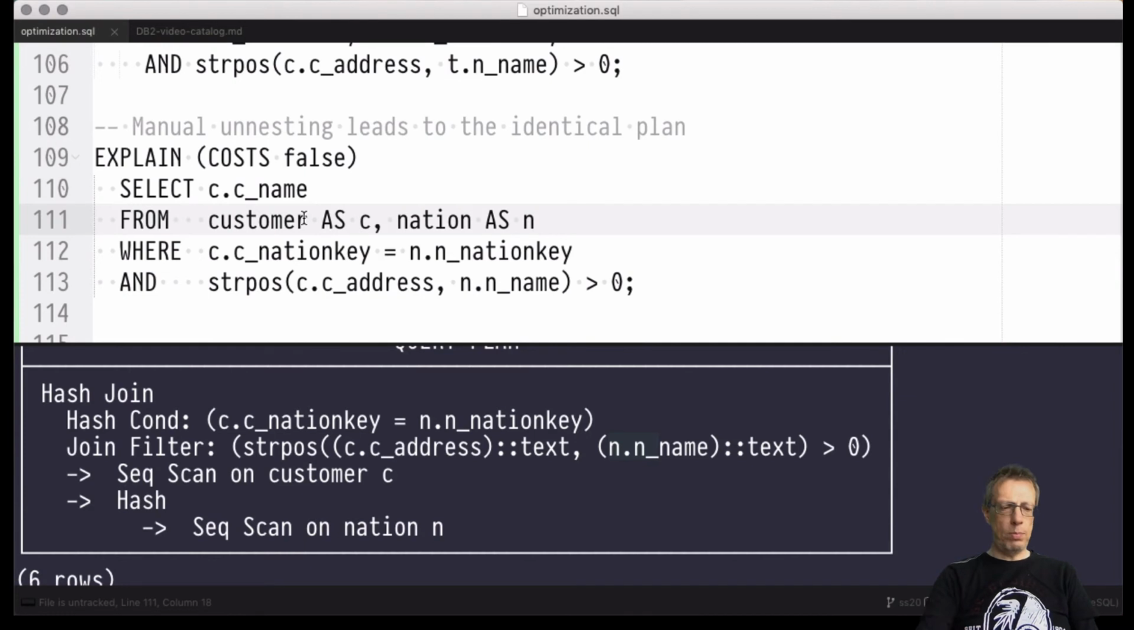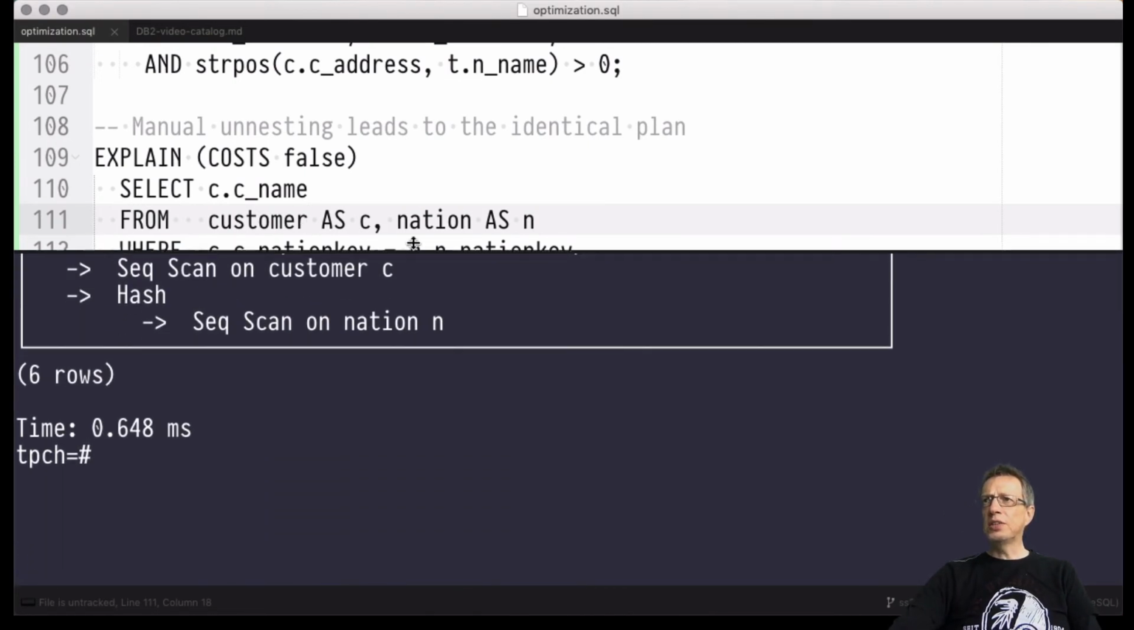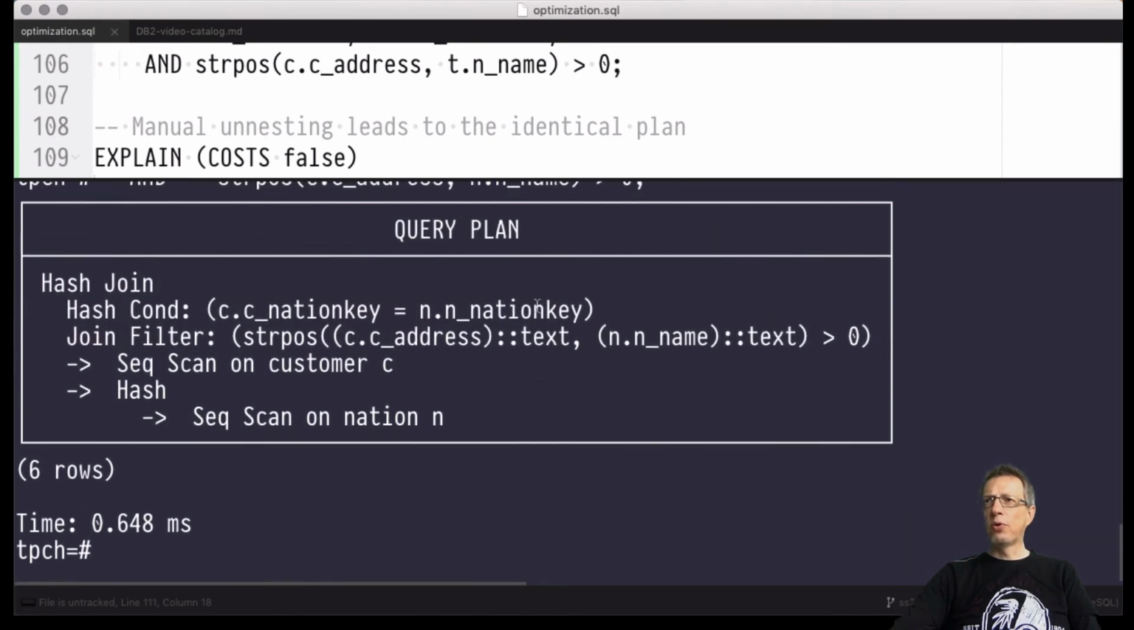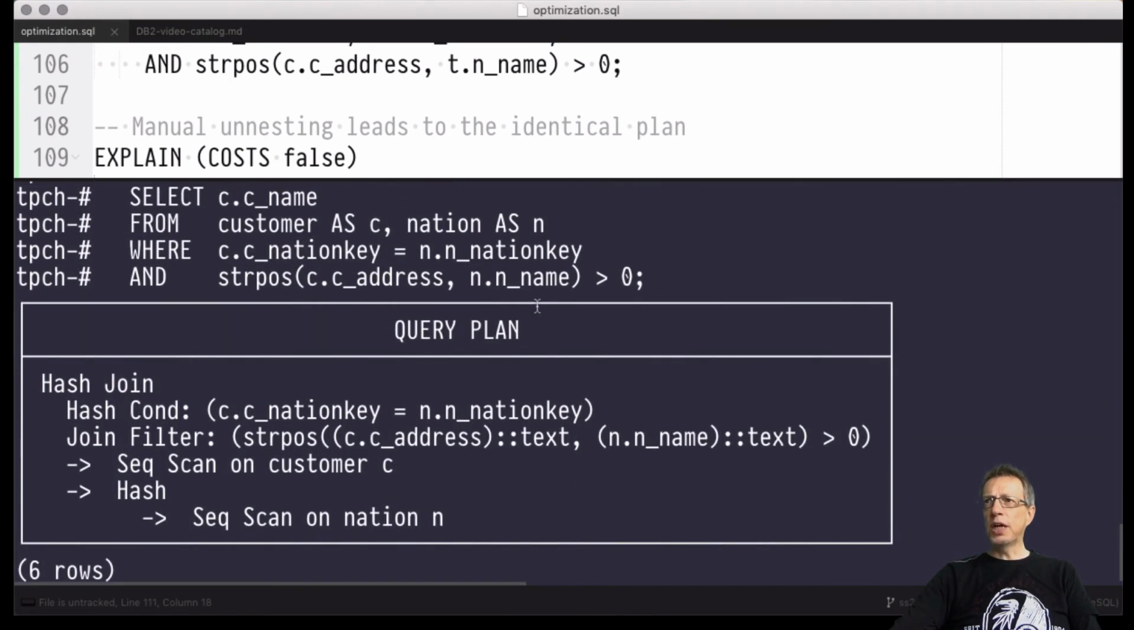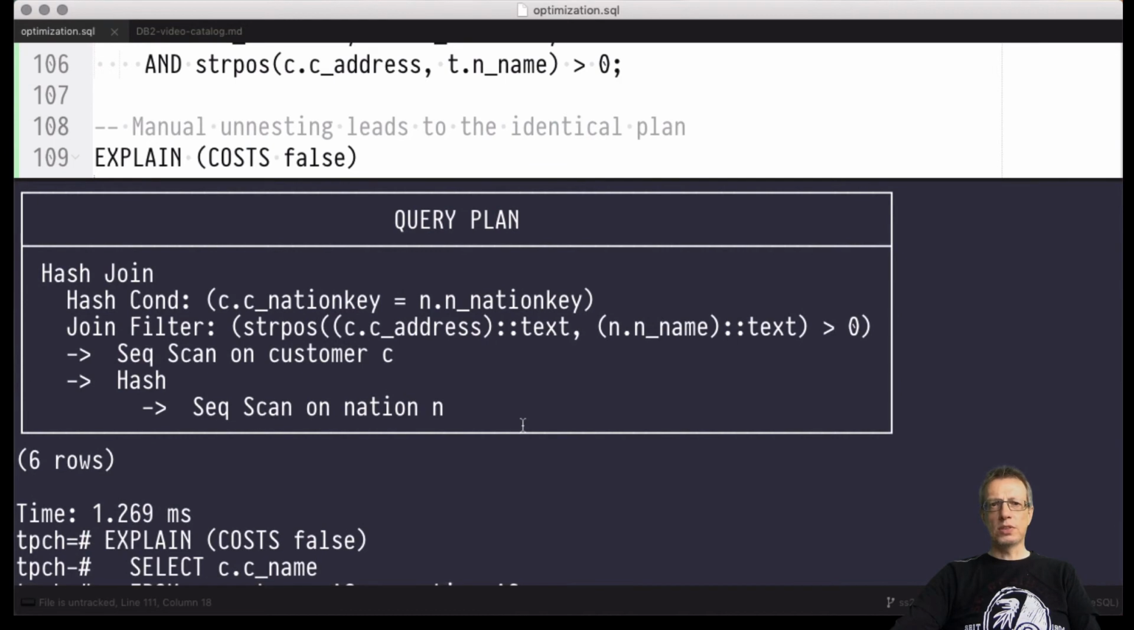And if we look at the plan for this particular query, you will find that it is identical to the plan for the nested query. This is an indication that unnesting has been performed by PostgreSQL when it was presented with the nested query. Internally, the unnested form has been produced before the plan is constructed. So that would be the plan for the unnested query. If you have a close look at it, it's identical to the plan that has been produced for the nested query. Query unnesting has been performed successfully.